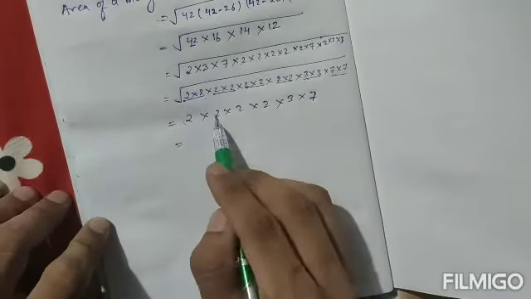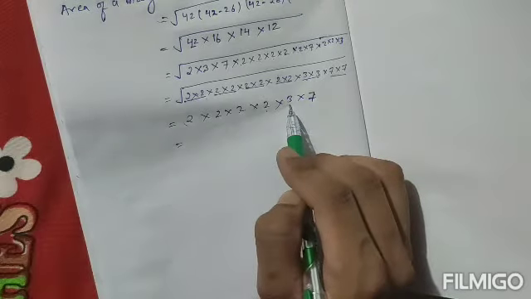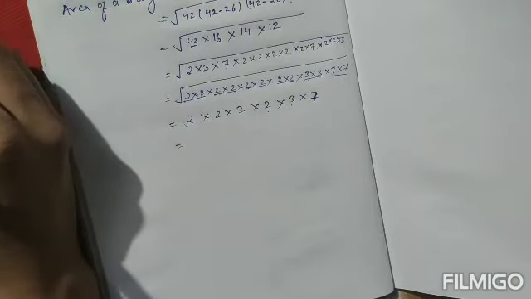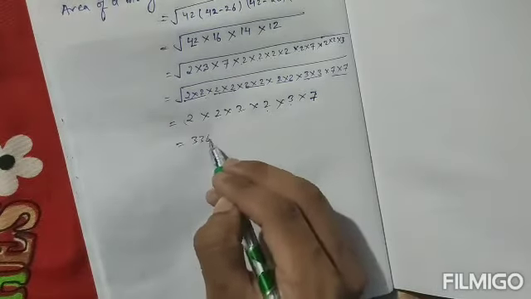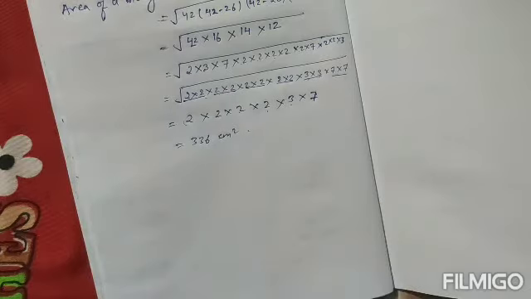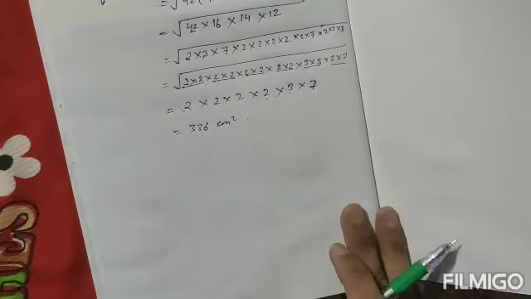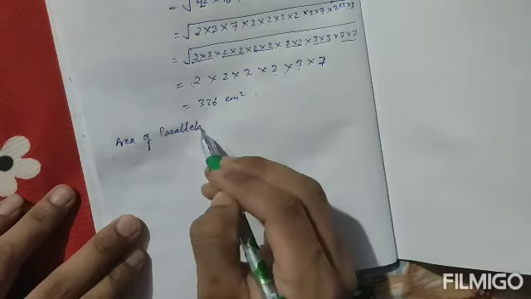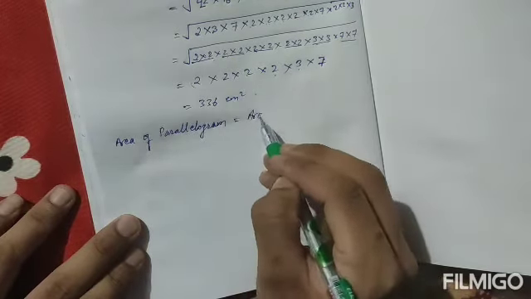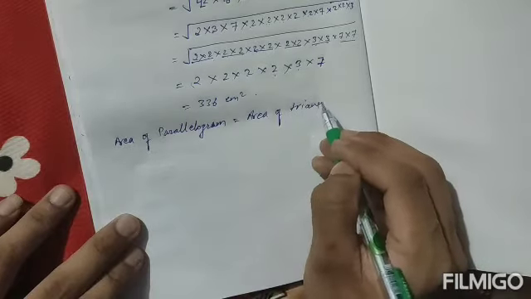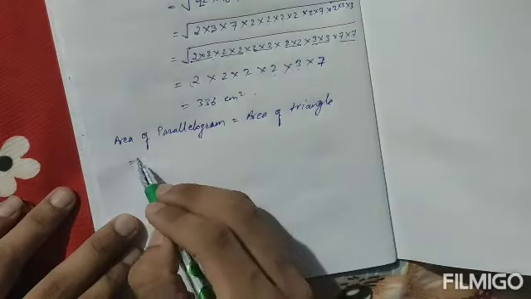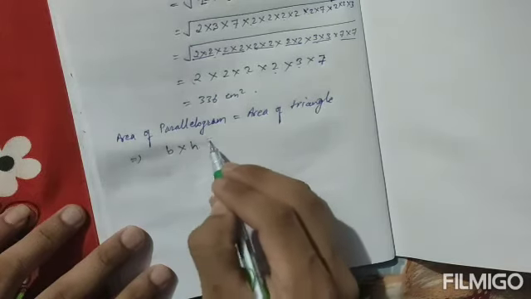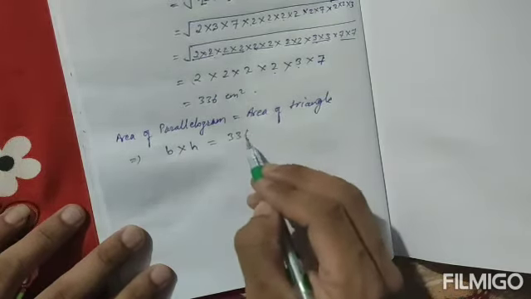So how much will you get? The area will be 2 to the 4, 4 to the 8, 8 to the 16, 16 threes are 48, and 48 sevens are 336 centimeter square. Next, now as we know, the area of the parallelogram is equal to the area of the triangle as it is given in the question, isn't it? But what is the formula for the area of a parallelogram? Area of a parallelogram is base into height. And the area of the triangle is how much? We just got it as 336.